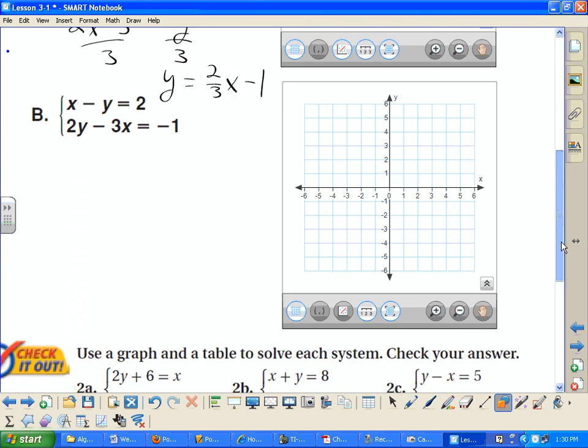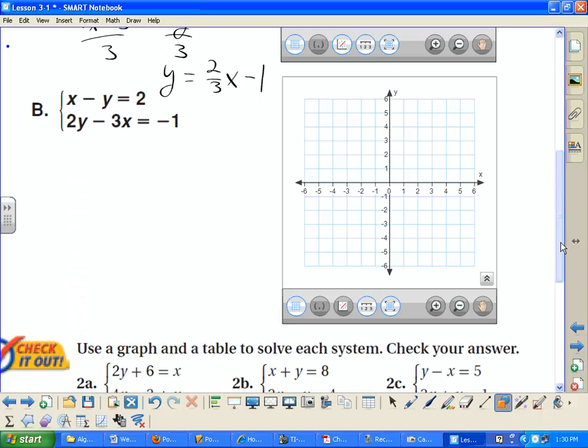All right, let's look at letter B. Here we have the two lines, x minus y equals 2, and 2y minus 3x equals -1. So we want to solve them both for y first of all. We'll take the first one. We subtract x.